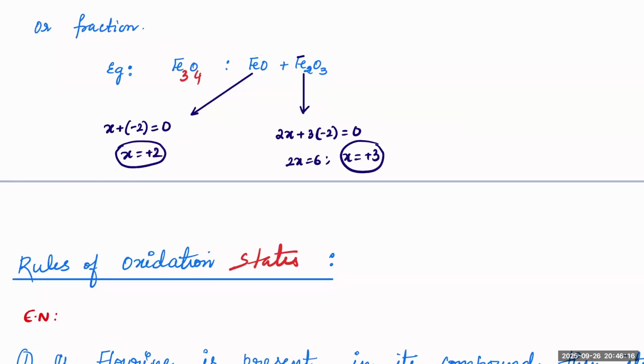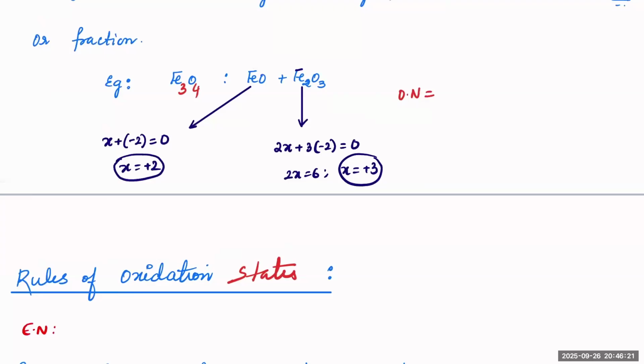Now, how do I find the oxidation number? Oxidation number will be equal to, there is one iron with a +2 charge. So 1 into +2 charge, plus there are two irons each with +3 charge. So 2 into +3, and divided by how many total we have? 3 iron atoms we have in this case. So therefore, this is 8 by 3. So the oxidation number of iron is 8 by 3 in this case.